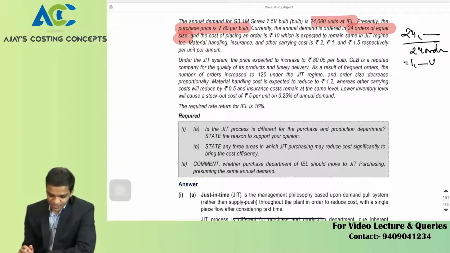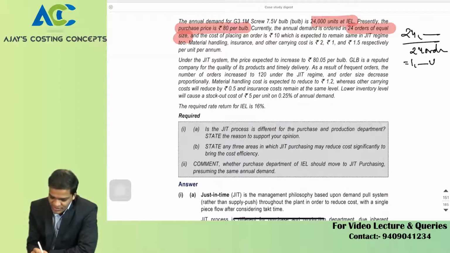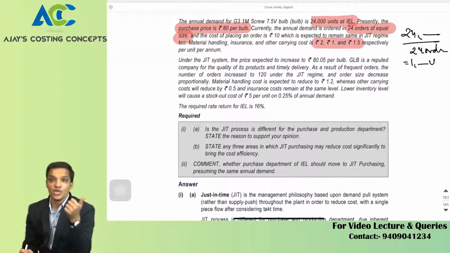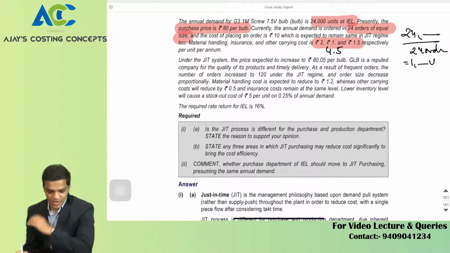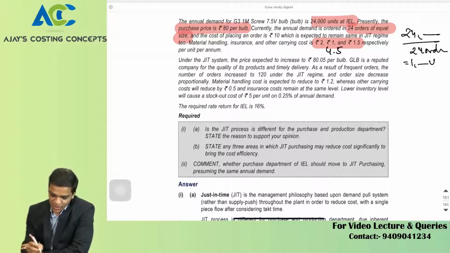Further, for material handling, insurance and carrying cost, what we are incurring is a cost of 2, 1 and 1.5. This is the additional cost that we are incurring: 2 rupees, 1 rupee and 1.5. So this total comes to 2 plus 1, 3, plus 1.5, 4.5 rupees, which is the additional carrying cost that we are incurring per unit per annum. Under just-in-time, the price is expected to increase to 80.5. So see, this will increase to 80.5.